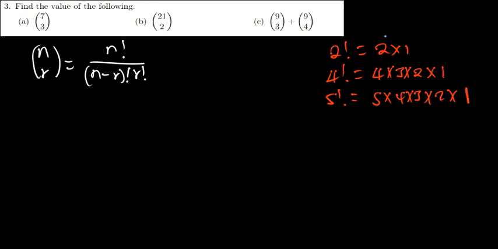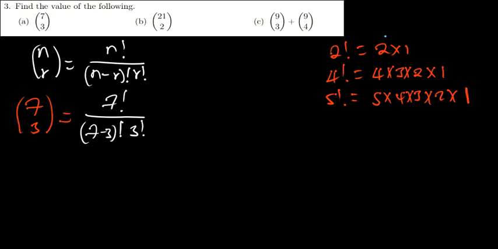So here what we have is 7 choose 3. Just following this formula, it will be 7 factorial divided by (7 minus 3) factorial times 3 factorial. 7 minus 3 is basically 4, so I've got 7 factorial divided by 4 factorial and 3 factorial.